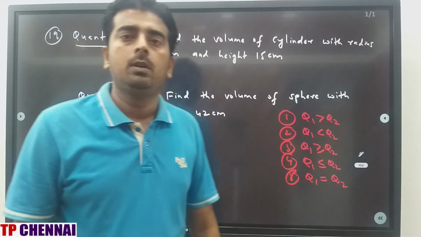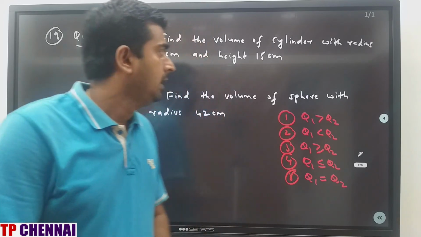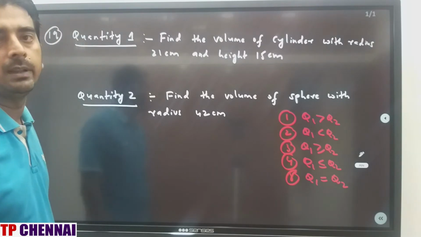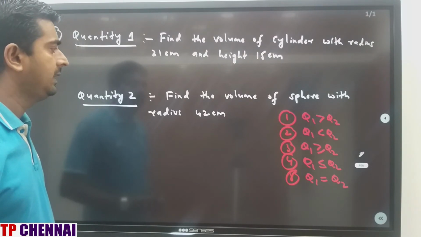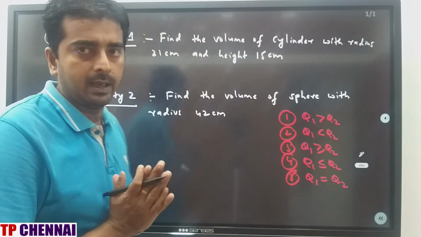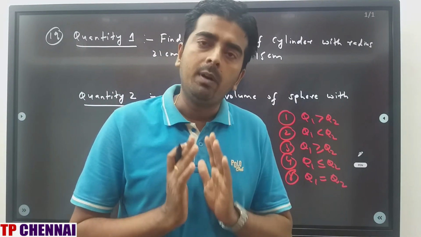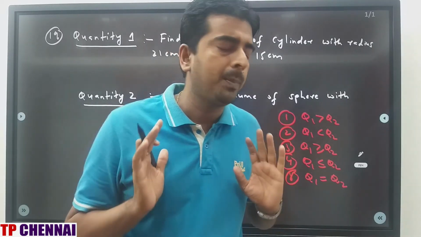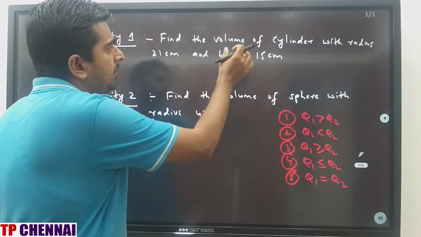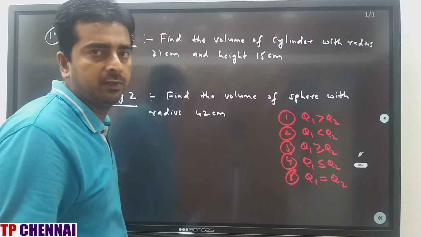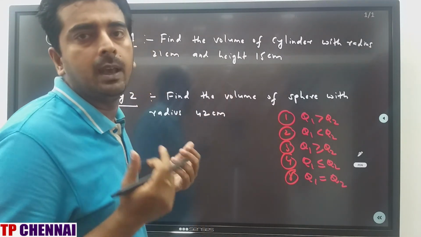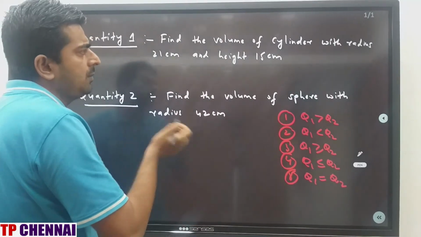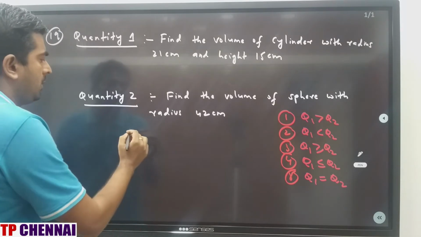Now we'll see quantity 1, quantity 2 comparison questions, right? First one. Quantity 1: find the volume of a cylinder with radius 21 cm and height 15 cm. Quantity 2: find the volume of a sphere with radius 42 cm. Now observe carefully here. In quantity 1, quantity 2, you have to solve and then compare. That means ultimately you have to compare only. I am not going to find the volume of the cylinder or the volume of the sphere. Only by observation we have to click the option. So what we need is to compare only. I will just calculate the ratio. What is the volume of a cylinder formula?